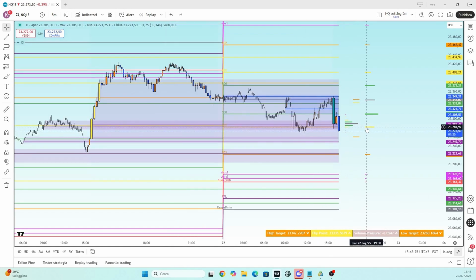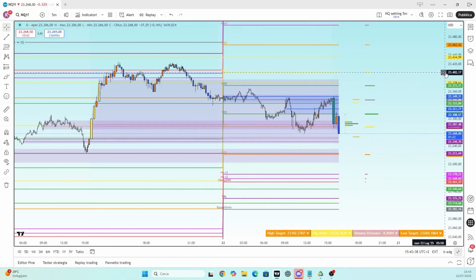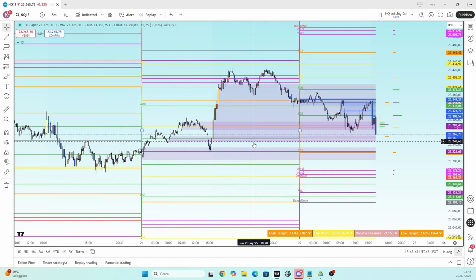We could even risk a short, but I think we're at the lower end of this range where it shouldn't be broken. So I expect the price to go a bit lower and then recover. This is the scenario that I imagine could happen. Here we are breaking the lows. Only the 22.48, 22.46 level could interest me as a price point.